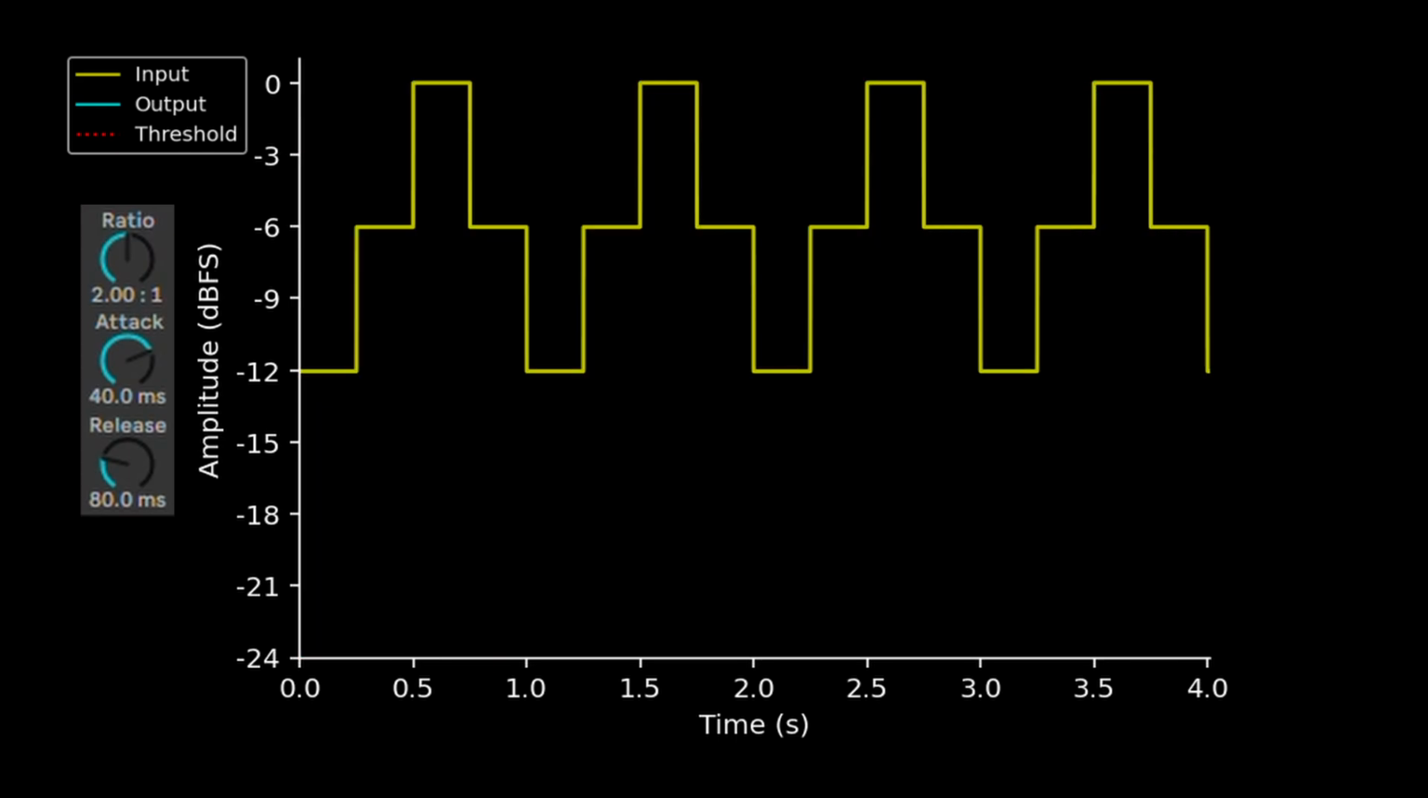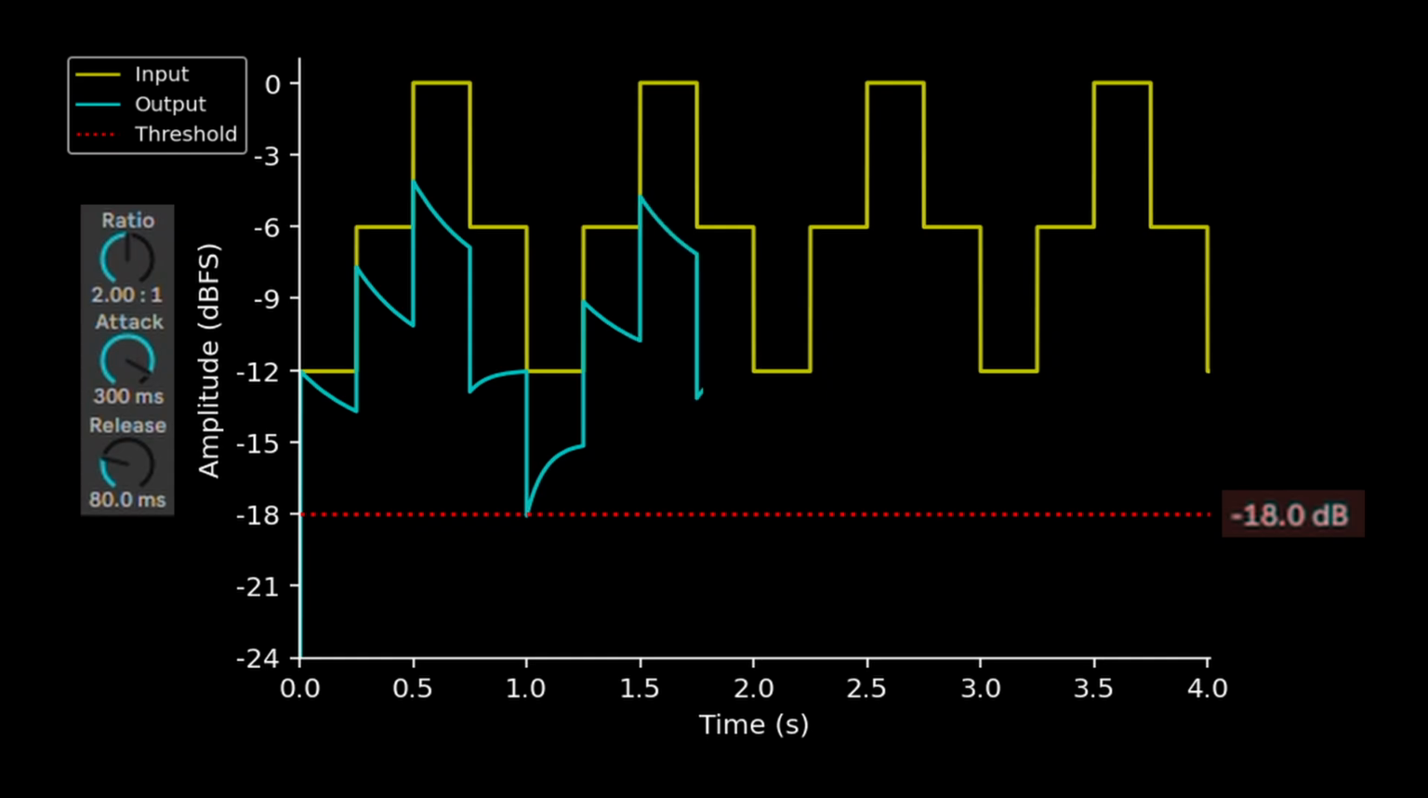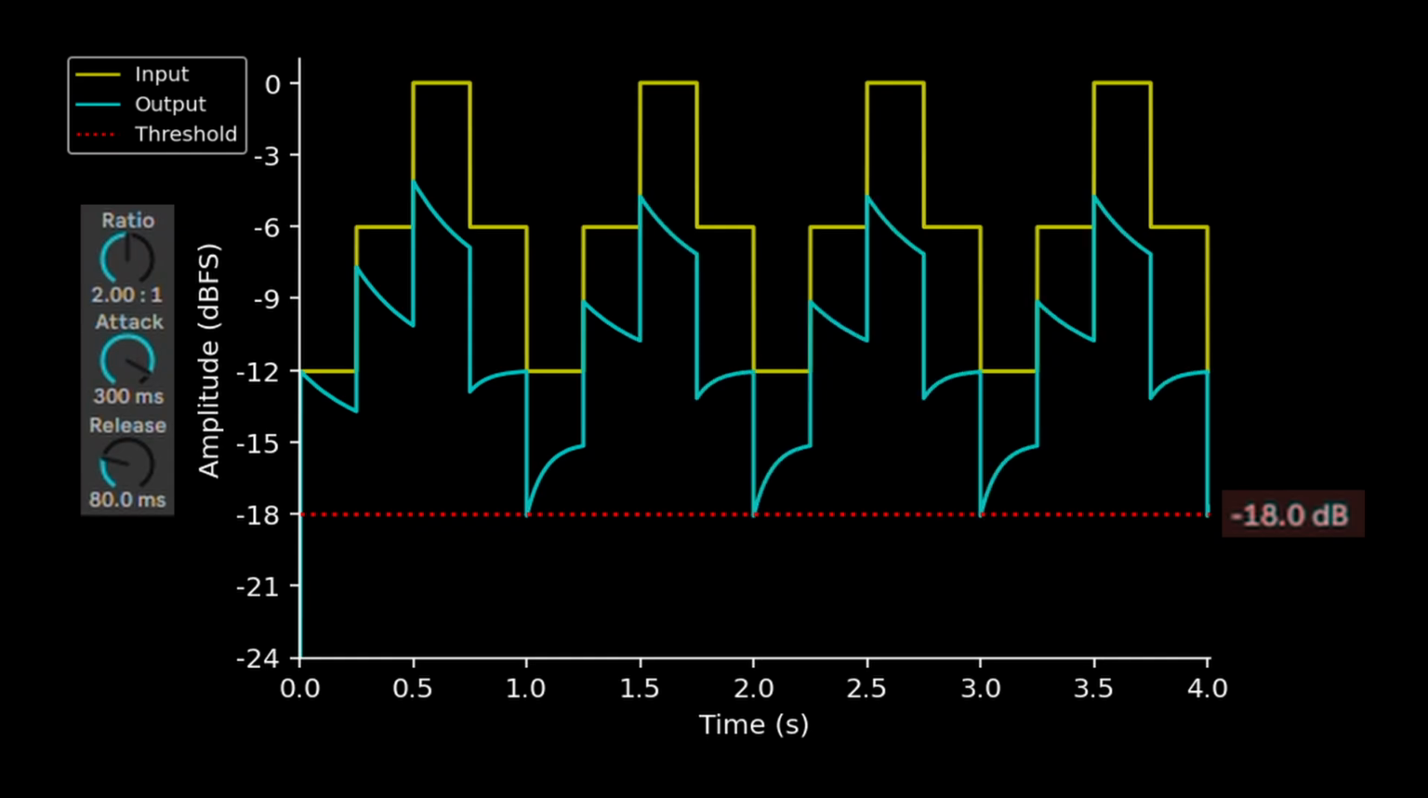But what happens if the attack or release time is longer than the time it takes for the input signal to change, as is the case in most practical musical applications? If the attack time is longer than the time it takes the input signal to change, the compressor does not get to apply as much gain reduction as it wanted to before the signal increases again. This ultimately results in the output signal having higher peaks.